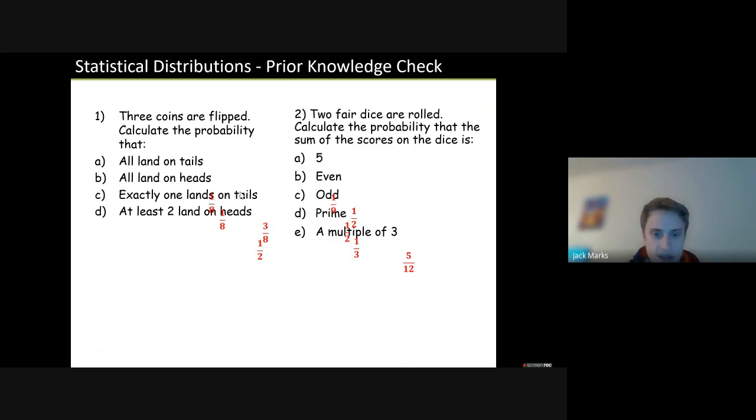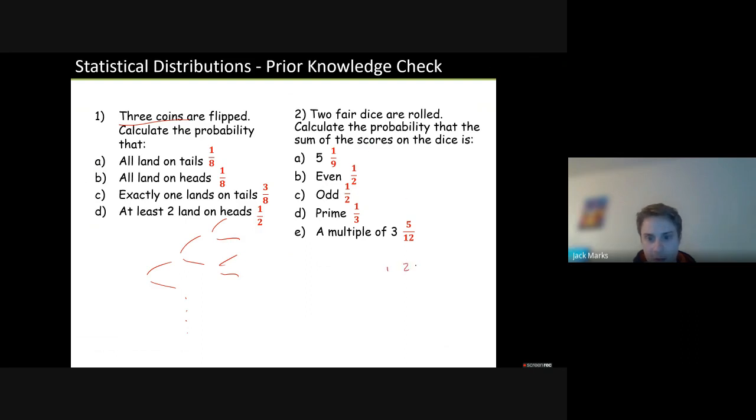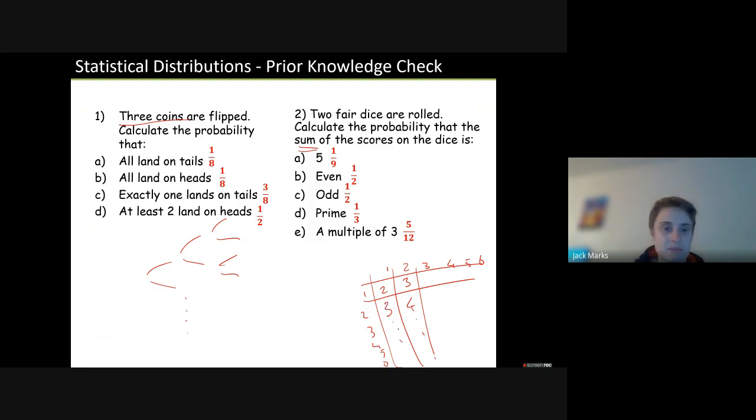These are the answers from the entry ticket. These can probably best be thought of by doing, for example, here, a tree diagram with 3 branches, and so on. Here, 2 fair dice are rolled, so you might want to represent this with a sample space diagram. 1, 2, 3, 4, 5, 6, and again 1, 2, 3, 4, 5, 6, and look at the different possibilities for when you add the scores together. So 2, 3, something like this. That's probably the best way to do those.